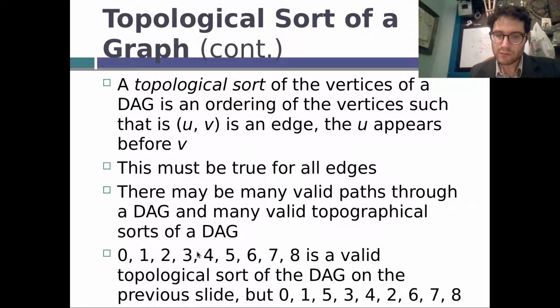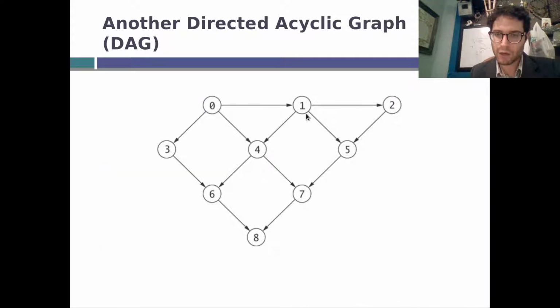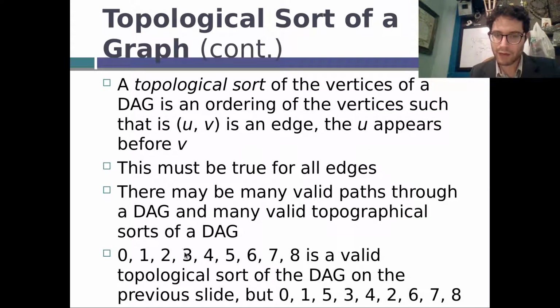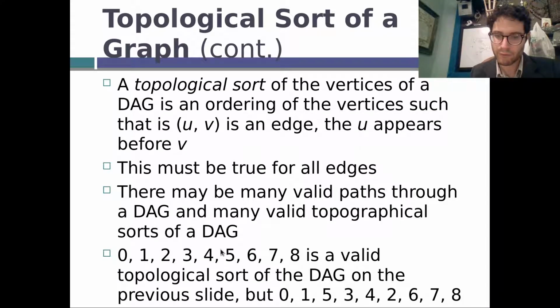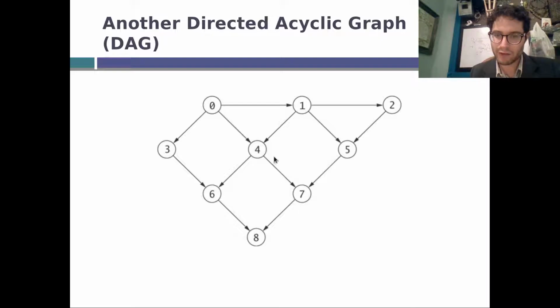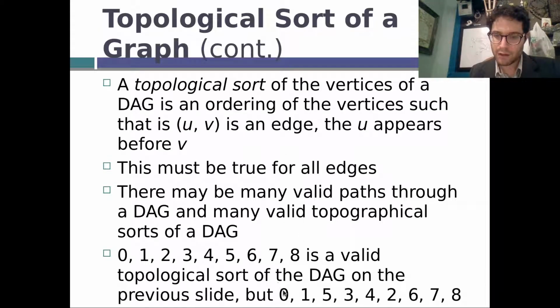So, for instance, going from 0, 1, 2, 3, 4, 5, 6, 7, 8 is a valid ordering in a topological sort. Why? Because 0 comes before 3, 4, and 1. 1 comes before 4 and 5. 1 comes before 2 and 5, right, in this sorting. Right? There's an edge from 1 to 2 and 1 to 5, so 1 comes before 2 and 1 comes before 5. 4 comes before 6 and 7 in the ordering because 4 has an edge to 6 and 7. This is also a valid sorting of this. 0, 1, 5, 3, 4, 2, 6, 7, 8.